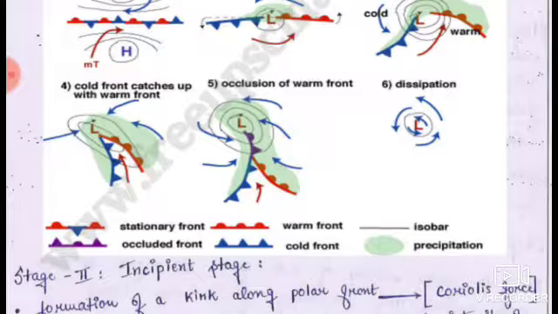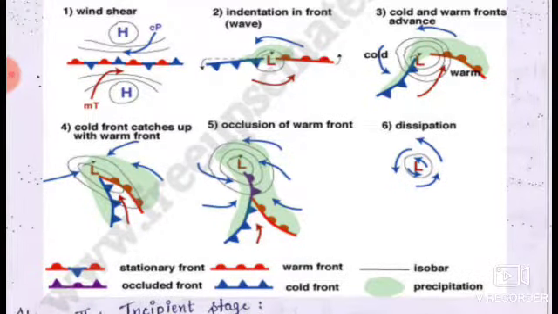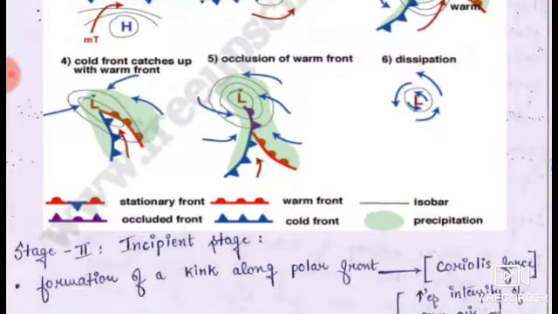And then the occlusion of the warm front, five. So low pressure on the upper side, and dissipation, low pressure in the middle. So mainly you can see in the stationary front first, second, then the warm front, isobar and occluded front, and the cold front, and precipitation.